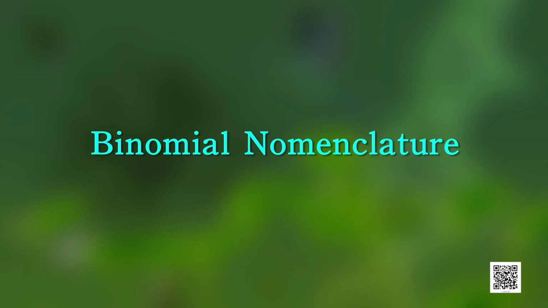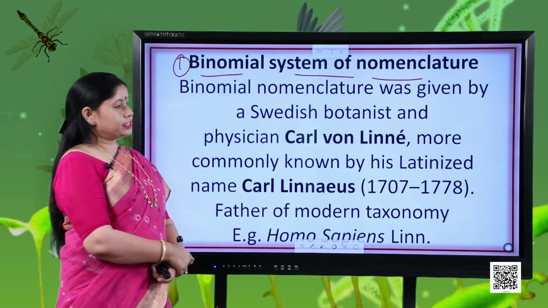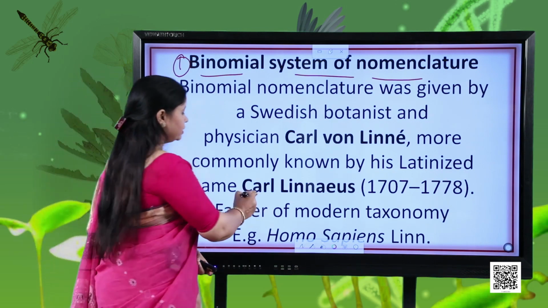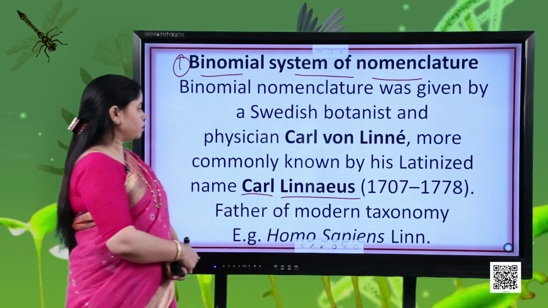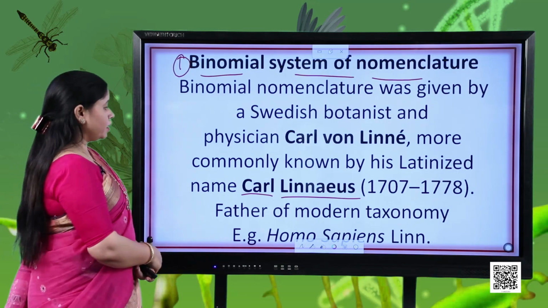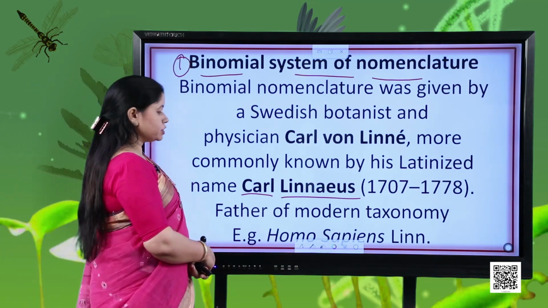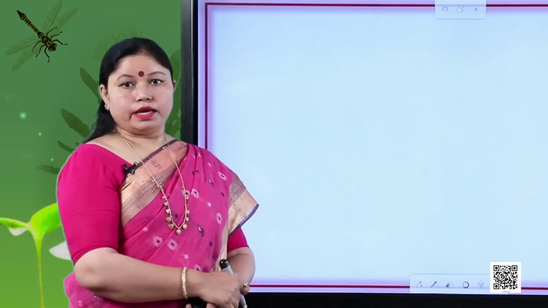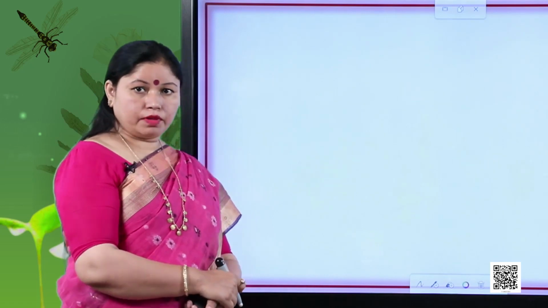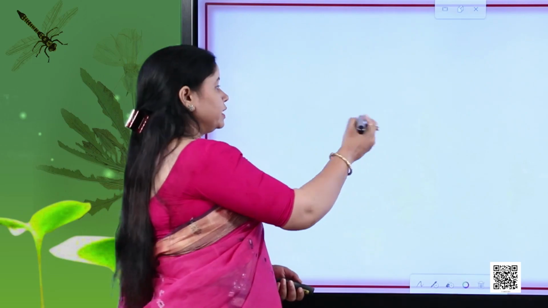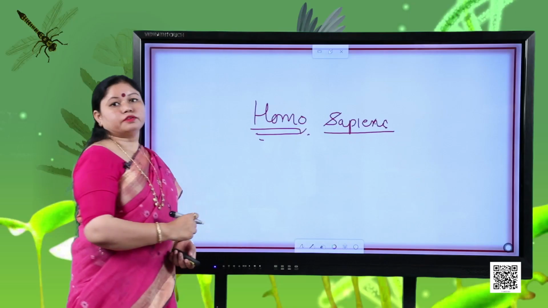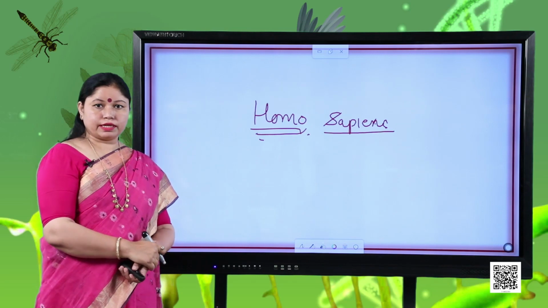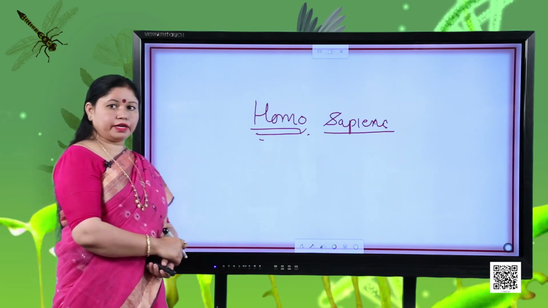Let's understand different types of systems of nomenclature. The first one is binomial nomenclature. Binomial nomenclature was given by Carl Linnaeus, who was a Swedish botanist and a physician, and he is also known as the father of modern taxonomy. Let us understand what he talked about. He said a scientific name must consist of two words. Let's take one example, Homo sapiens. The first word is the genus and the second word represents the specific epithet.